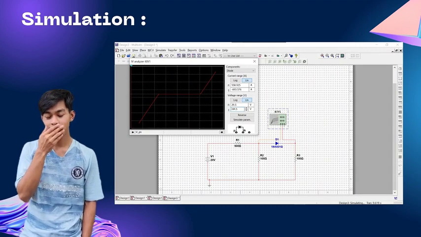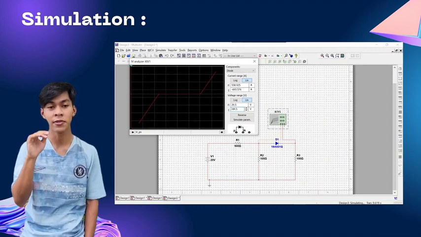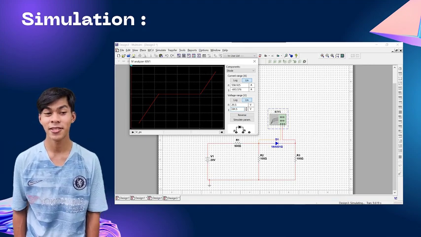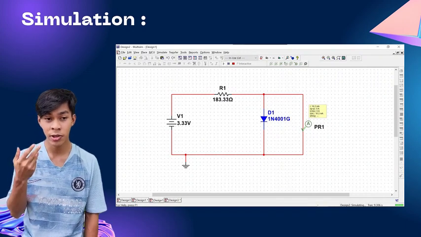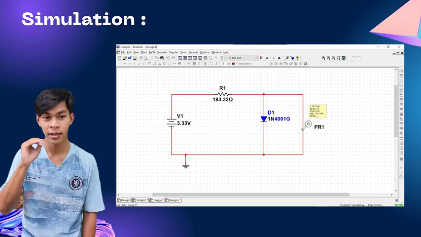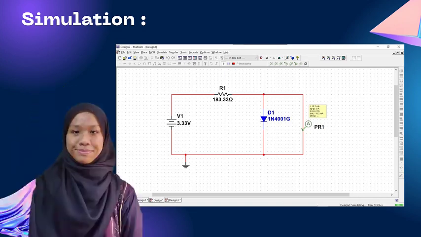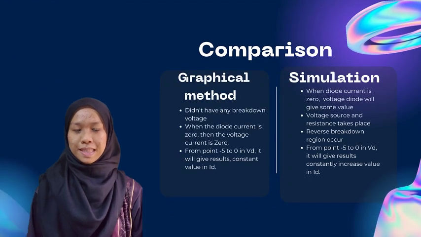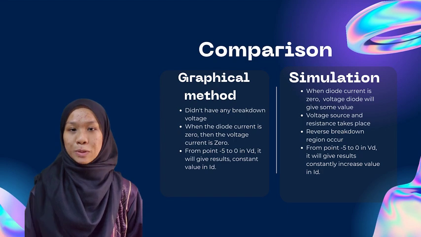Question 2 is the same as question 1. We are supposed to obtain the IV characteristic. We run the simulation as usual. But not to forget, we need to use the IV analyzer as an indicator to get the IV characteristic graph for both questions.